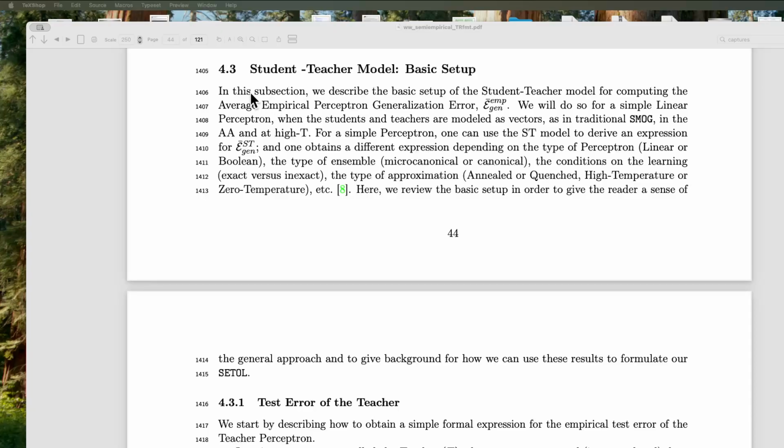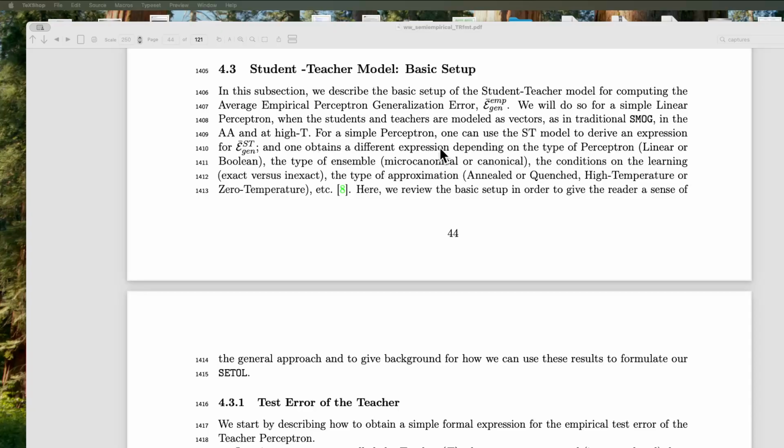So the idea here is, in this subsection, we describe the basic setup of the student-teacher model for computing the average empirical perceptron generalization error. I could denote that as E empirical. And we'll do so for a simple linear perceptron when the students and teachers are modeled as vectors, as in the traditional statistical mechanics of learning, in the annealed approximation and at high temperature. From now on, we're always going to be using linear perceptrons in the annealed approximation at high temperature, and everything simplifies tremendously. You can do a lot of this just using some basic calculus.